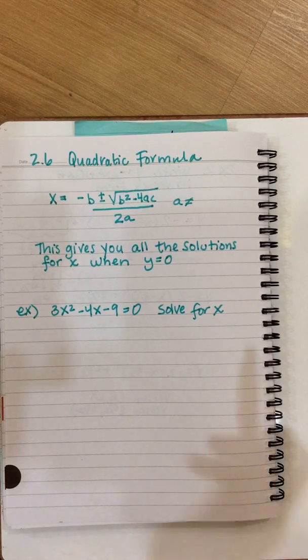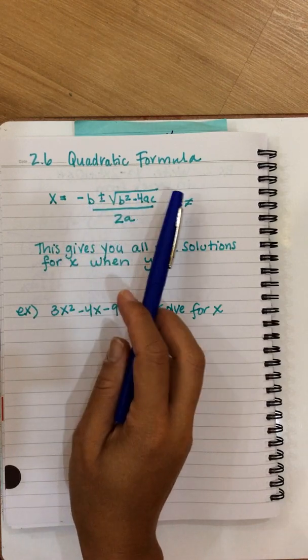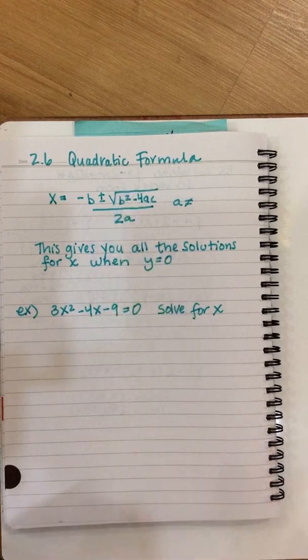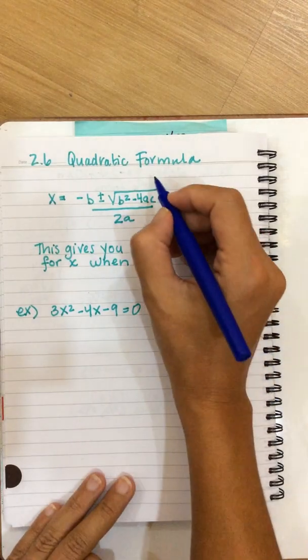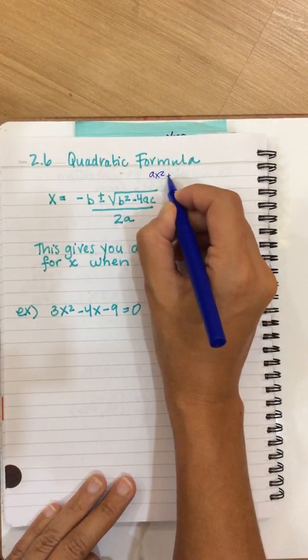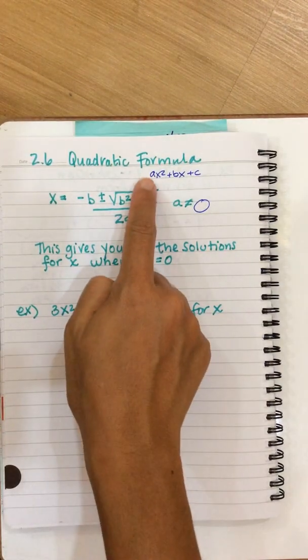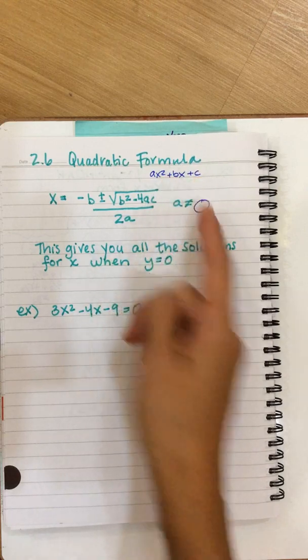So the quadratic formula is this: x equals negative b plus or minus the root of this whole thing, b squared minus 4ac, that's called the discriminant, over 2a. A cannot be 0, right? We're talking about these for a, b, and c. So a cannot be 0 because if it was 0, it would not be a square anymore. It would be just a linear function.